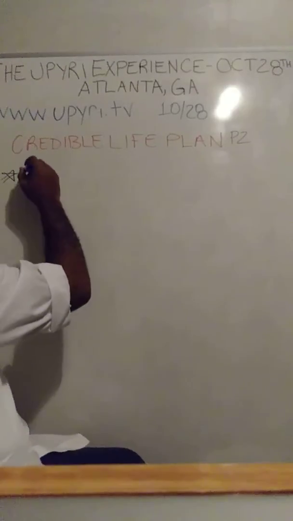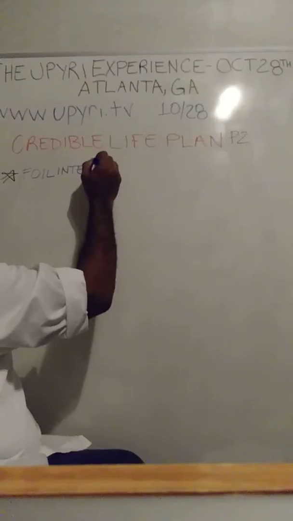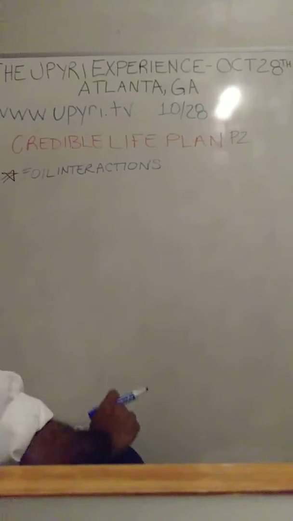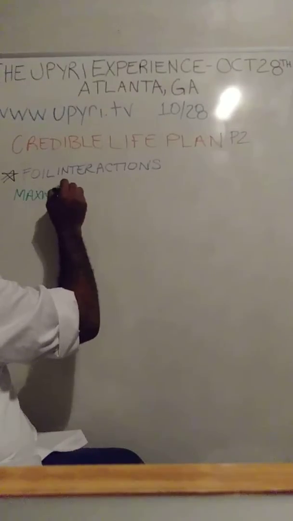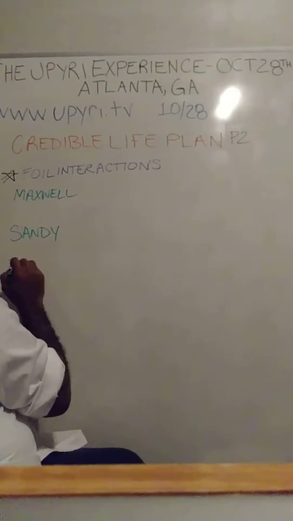We are going to go with the next one, which is foil interactions. And of course, this is dealing with the individual foils and how he deals with them. Those foils, and these are the initial foils in the first act, are Maxwell, Sandy, and Dawson.